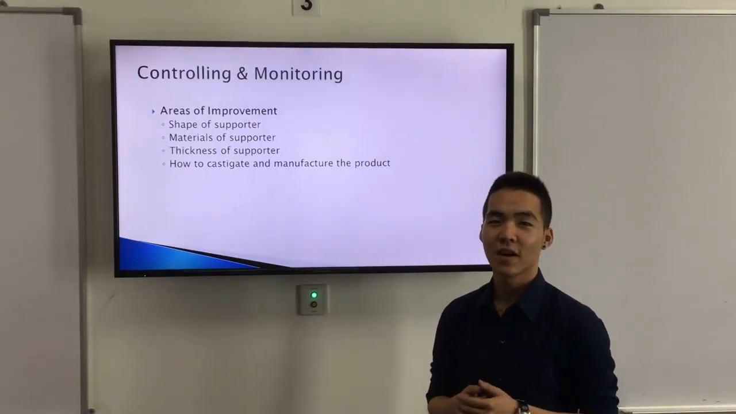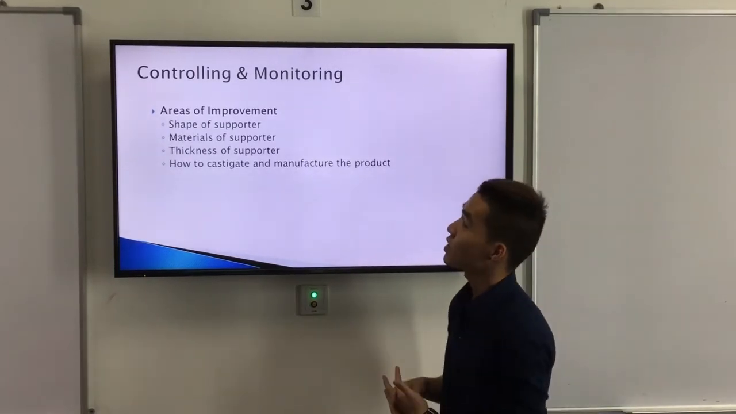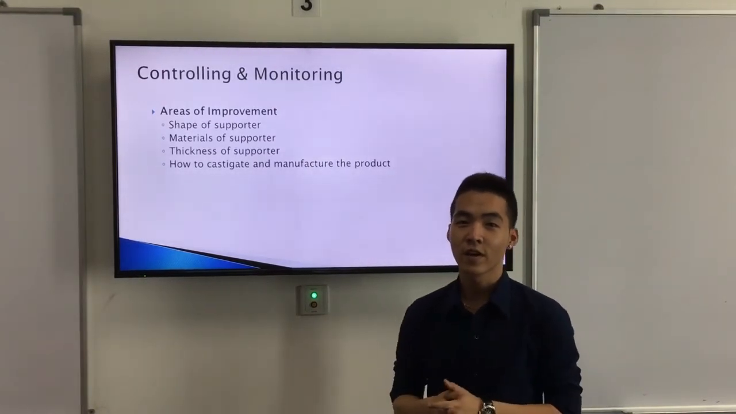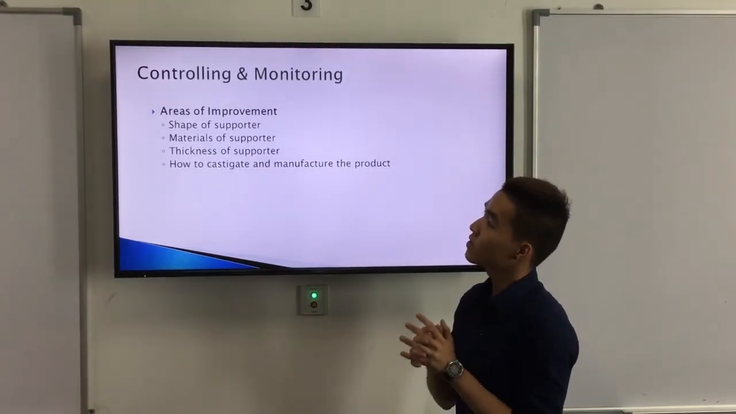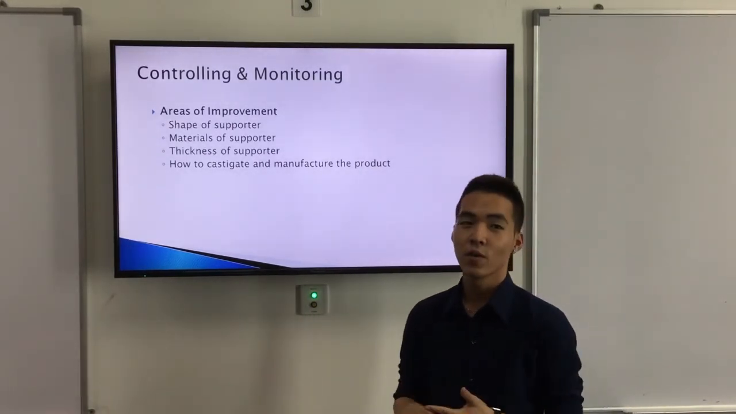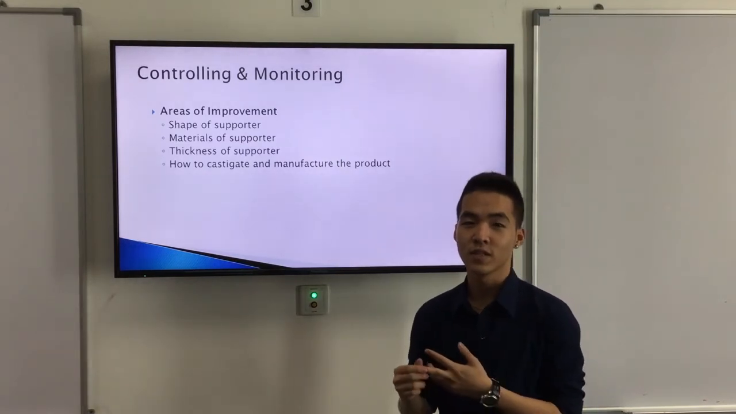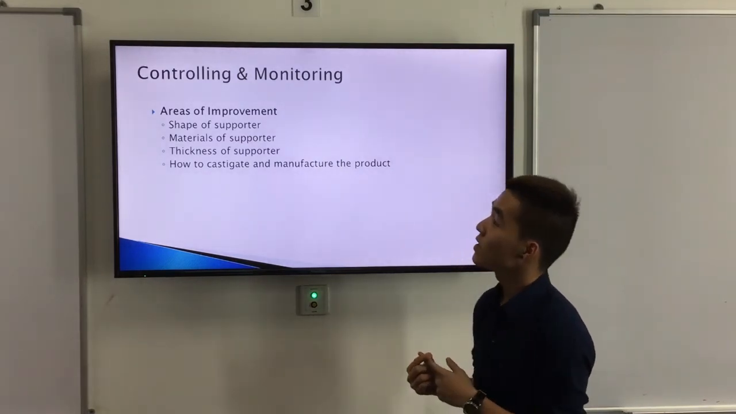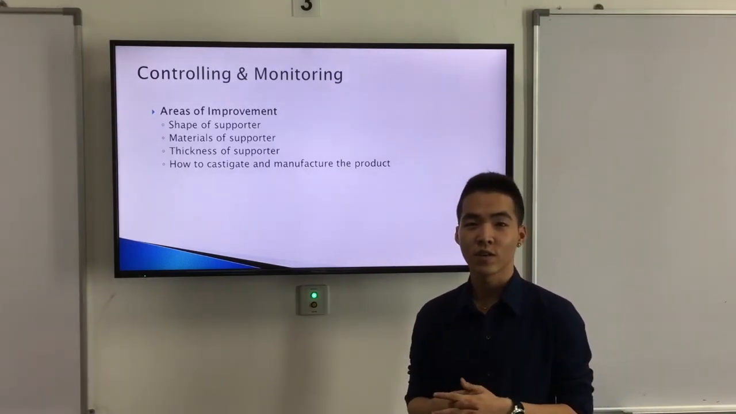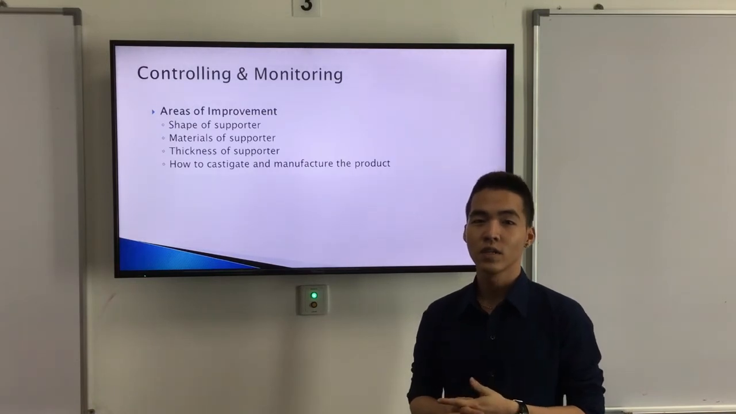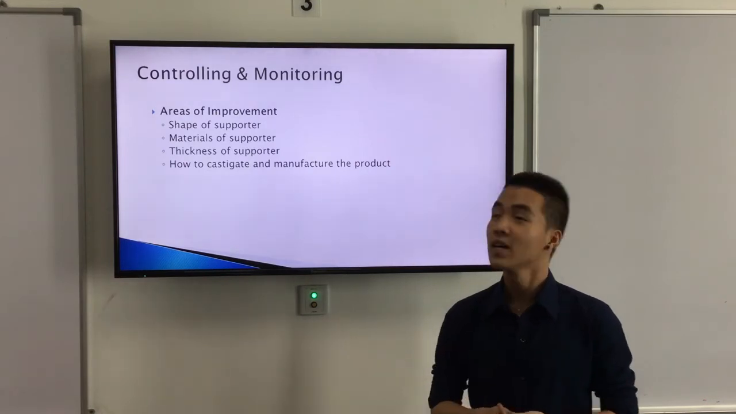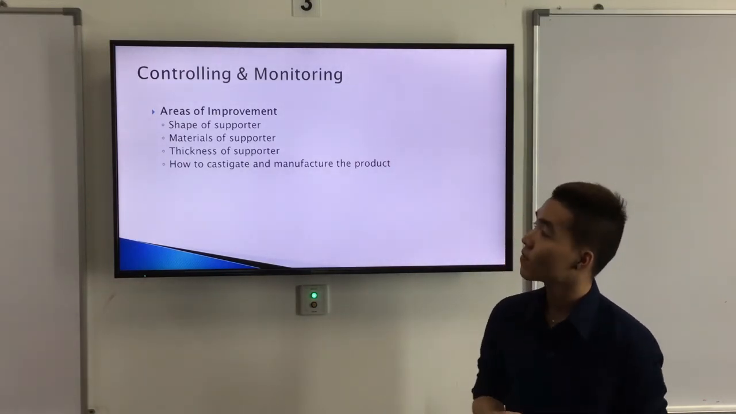Now I'm going to talk about the controlling and monitoring of our project. After every testing and estimating, we found some areas of improvement. The first is the shape of the supporter. We decided to change from the I shape to the T shape. The second is the material of the supporter. Now we decide to use a rubber that is softer than the original material we used for the prototype. The third is the thickness of the supporter.